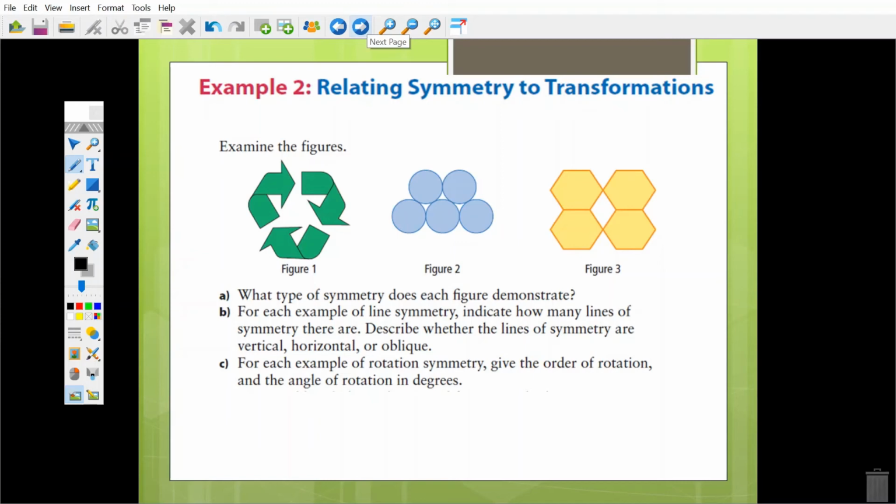Sometimes shapes have rotation symmetry or line symmetry, and sometimes they have both. So in this case, they've given us 3 shapes. They want us to identify what type of symmetry it has, be it line symmetry from 1.1 or rotation symmetry. If it has line symmetry, we have to say how many lines of symmetry it has, and whether they are vertical, horizontal, or oblique. And then for each example of rotation symmetry, we have to give the order of rotation and the angle of rotation in degrees. Got the answers on the next slide here.